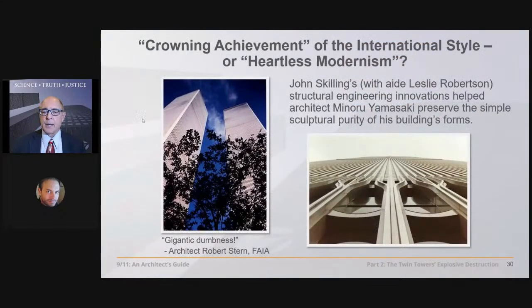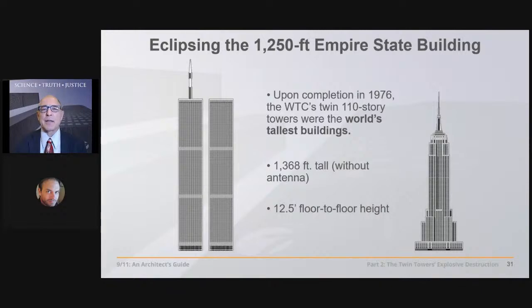The Twin Towers. We have an incredible structure here that was quite controversial in terms of its design, some calling it the crowning achievement of the international style, others heartless modernism. Robert Stern, fellow of the American Institute of Architects, called it gigantic dumbness. You just extrude 2 squares until they become the tallest buildings in the world, outpacing the Empire State Building, which at the time was the tallest building in the world.